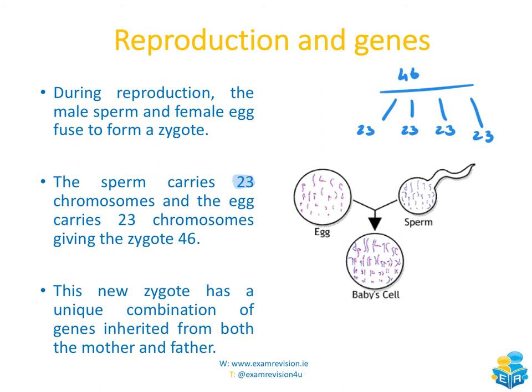It has two copies, diploid. But there's going to be a little bit of variation from both of the parents, because some of those are coming from the father, some of them coming from the mother. So this new zygote has a unique combination of genes inherited from both the mother and the father. So that's coming back to the idea a couple of minutes ago about how we can see variation. Some of these genes are coming from our mother, some of them are coming from our father. So that's why we can see variation in the offspring.